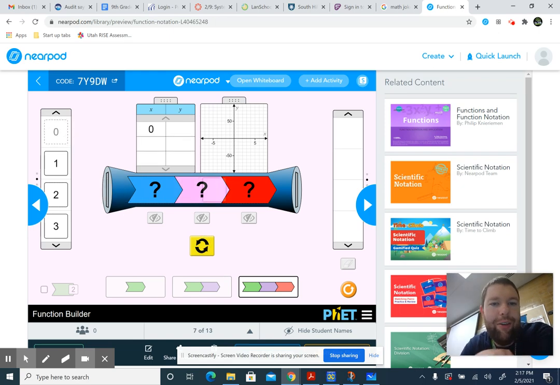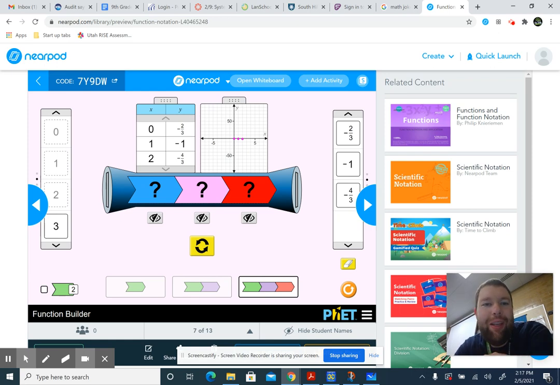So if I try 0, -2/3, that one's going to be a little bit trickier, right? Plug in 1, I get -1. Plug in 2, -4/3. Okay, so then you can kind of guess what it is, and then when you want to check your answers, you can check what the actual thing is there.